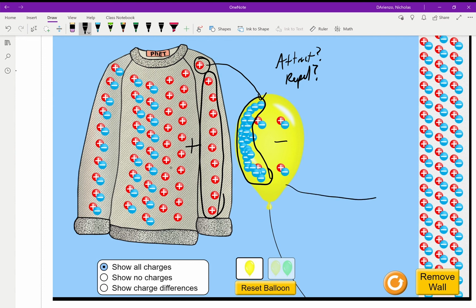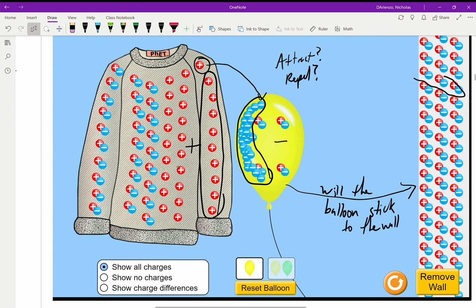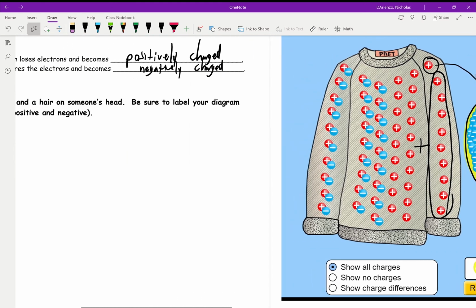On the other side, if we bring the balloon close to the wall here, will the balloon stick to the wall? I want you to consider the charges in the wall and the charges on the balloon. So if we bring this negatively charged balloon towards the wall, will the balloon stick to the wall? I'd like you to think about this and bring this to class so we can discuss that.